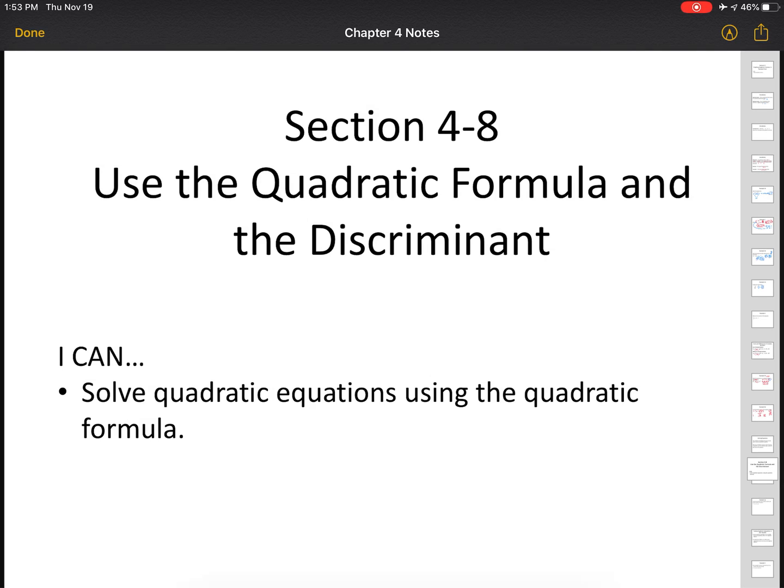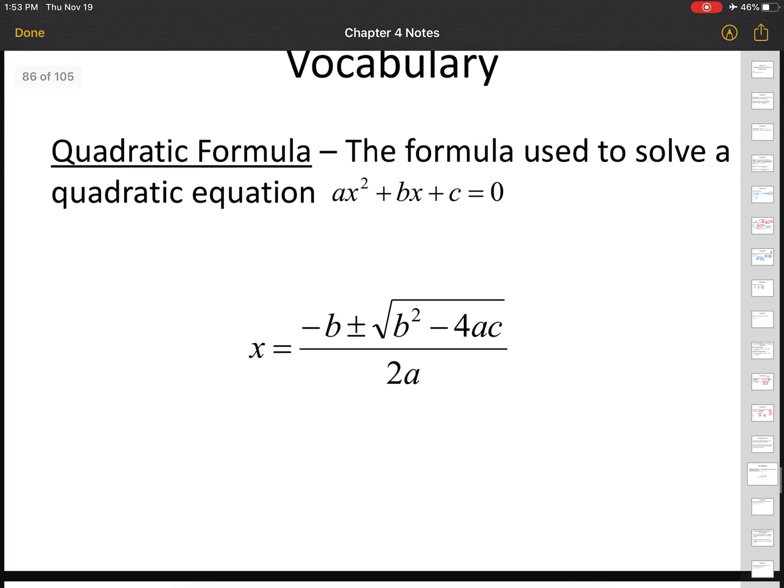Okay guys, this is section 4.8. In this section our goal here is to be able to solve quadratic equations using the quadratic formula. So a little bit of vocab.